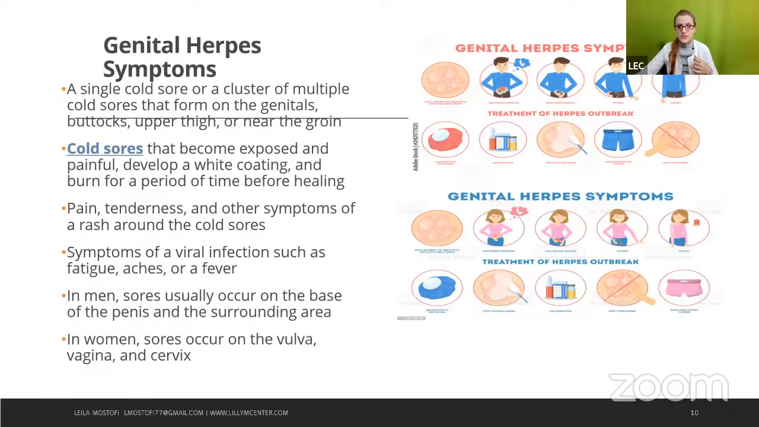And as you see, we will see here the pain, tenderness, and other symptoms such as a rash around the cold sores. Symptoms of a viral infection such as fatigue, aches, or a fever. Plus, in men, sores usually occur on the base of the penis and surrounding area. In women, sores occur on the vulva, vagina, and cervix.